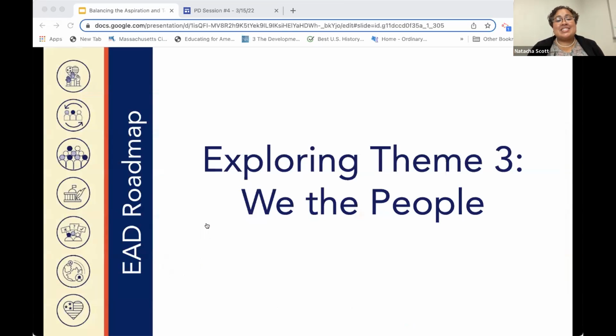Now, today's session, we are diving into theme 3. In our previous sessions, we have focused on theme 1, theme 2, and an EAD overview. Today, we're diving in deeper into theme 3.